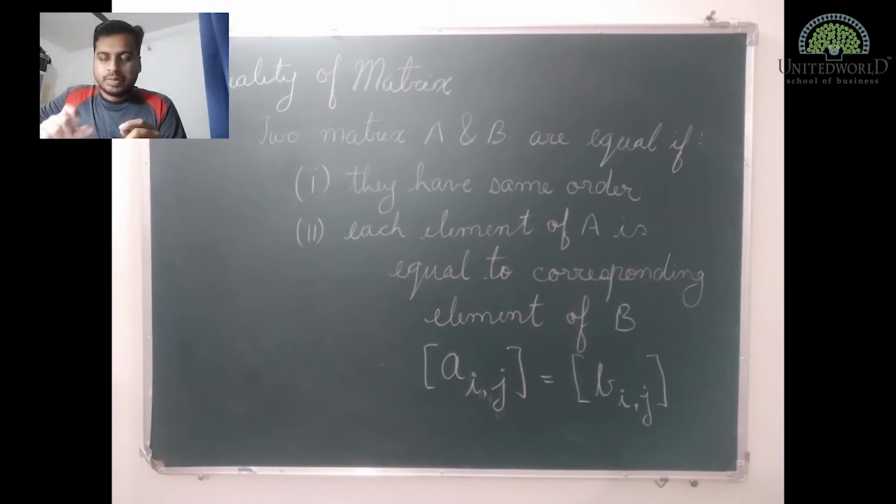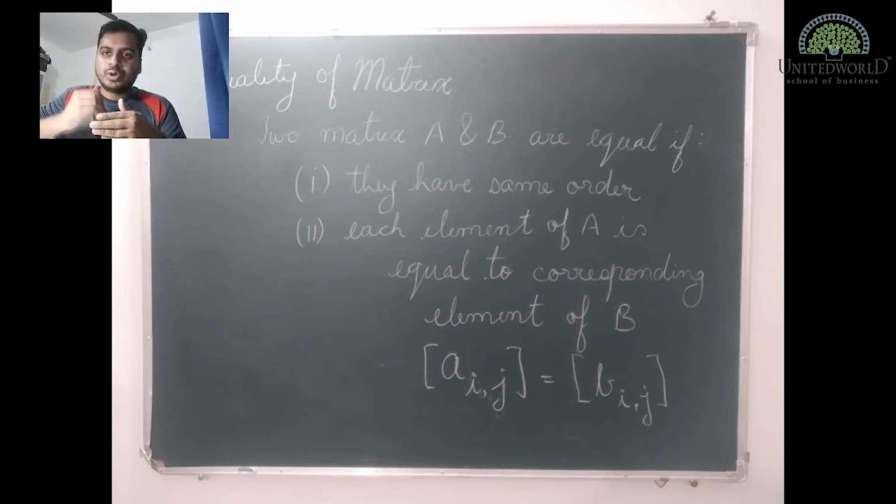So equality of two matrix basically means that they should be of the same order. Order, if you remember in the last video, I told you order of any matrix is basically the size of that matrix, rows into columns. How many rows that matrix has, how many columns that matrix has, that becomes the order of that matrix. 2 into 2 is a matrix with 2 rows and 2 columns. 3 into 4 is a matrix with 3 rows and 4 columns. So two matrices can only be equal if they have same number of rows and same number of columns. That means their order is same.